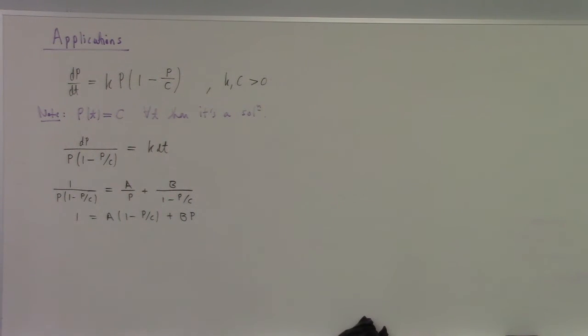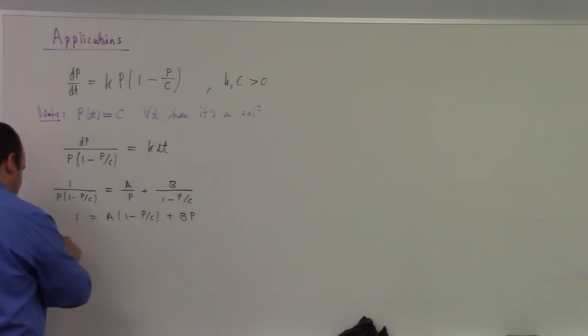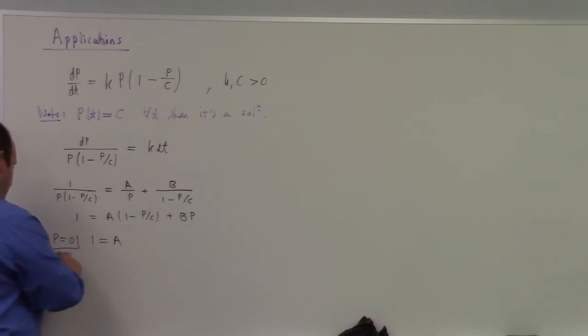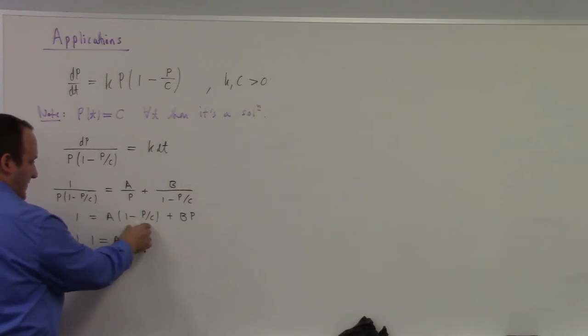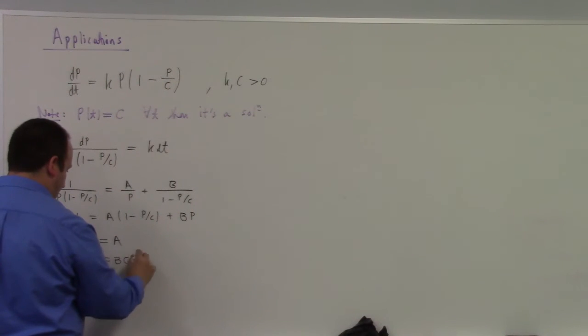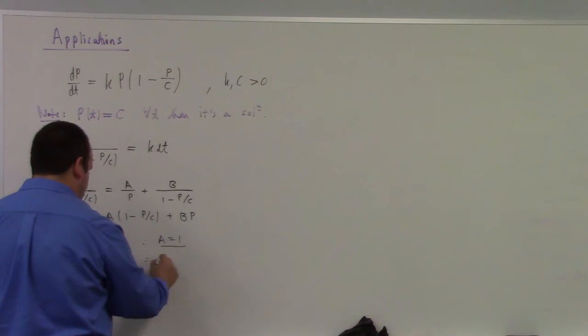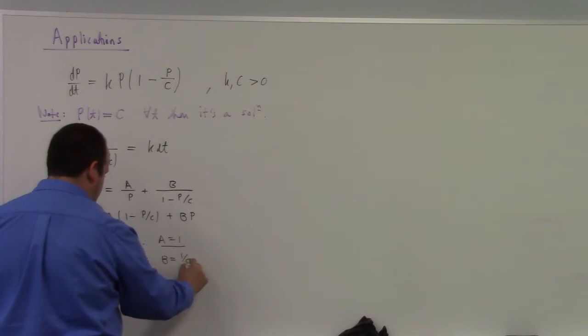So you multiply both sides by the denominator over here. That gives you this. And then, plug in p equals 0. What do you get? 1 equals a, right? Plug in p equals c. What does that give you? This is 0. This is bc, right? So a apparently is equal to 1. The algebra is really hard here. B apparently is equal to 1 over c.